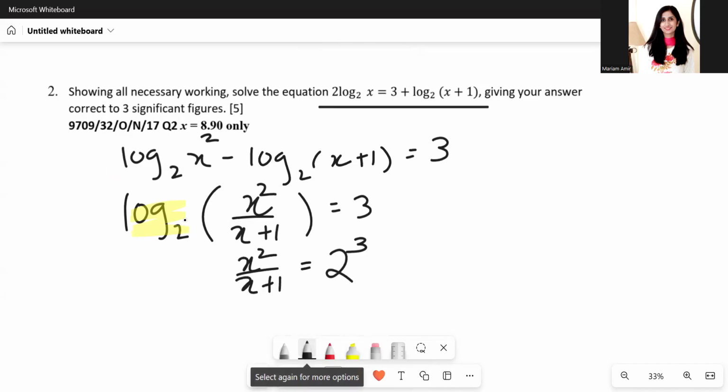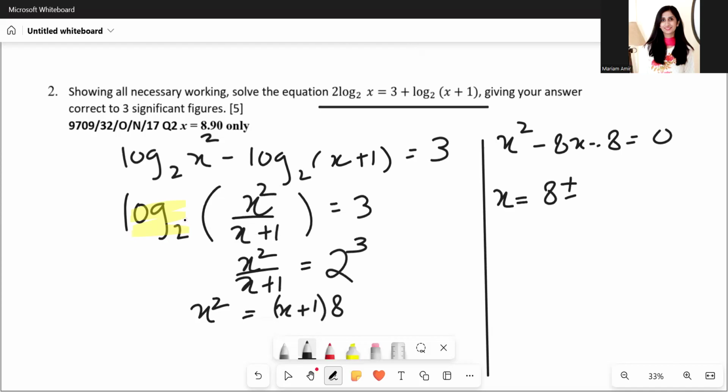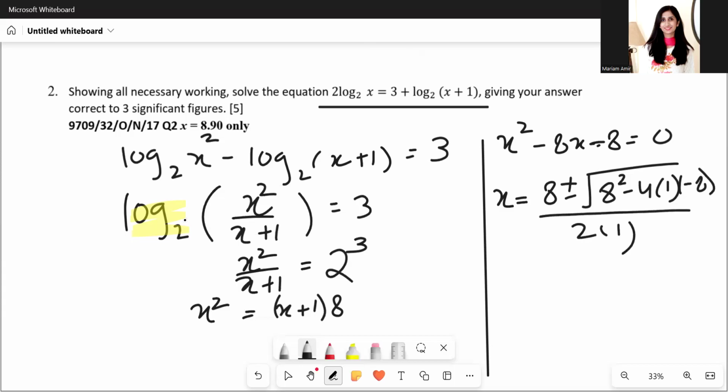So we seem to be getting a quadratic equation. x squared is equal to (x plus 1) times 8, giving us x squared minus 8x minus 8 equals 0. This, I believe, would need the quadratic formula. So x equals minus b plus or minus the square root of b squared minus 4ac, upon 2a. Enter this in the calculator.